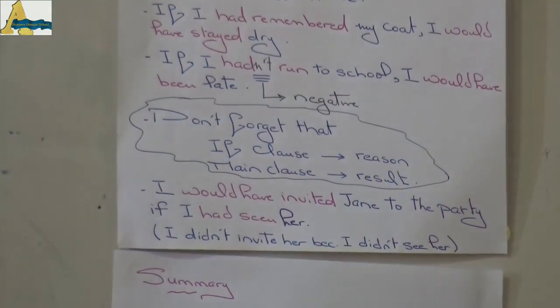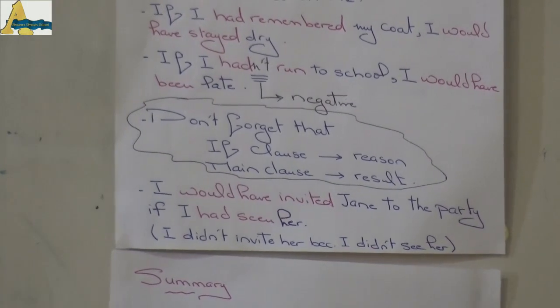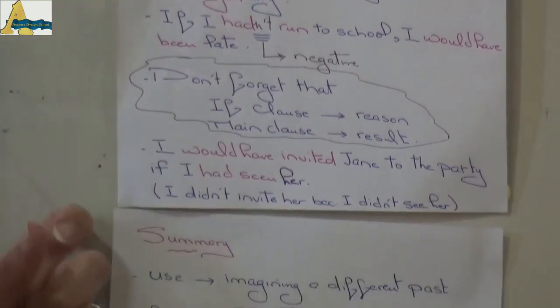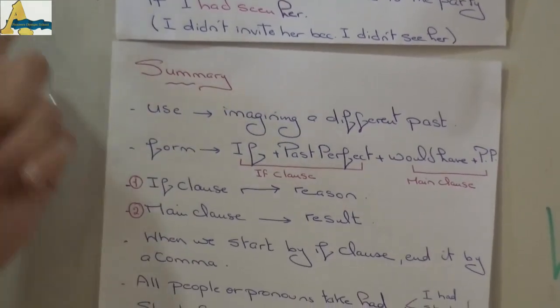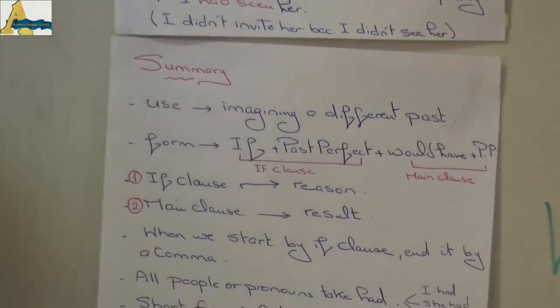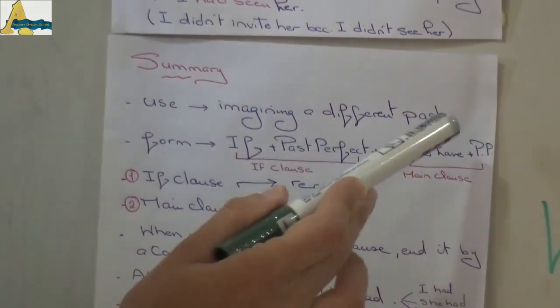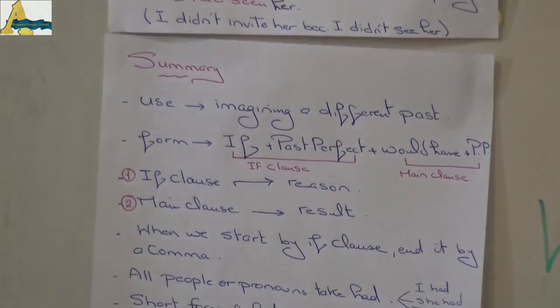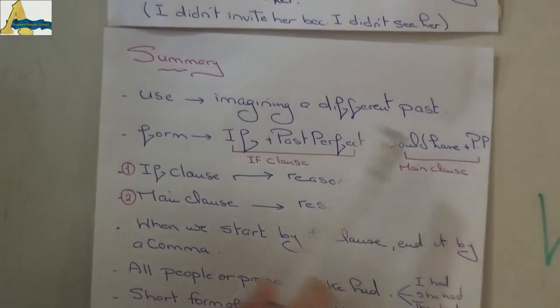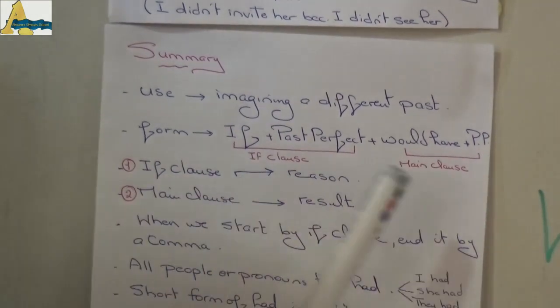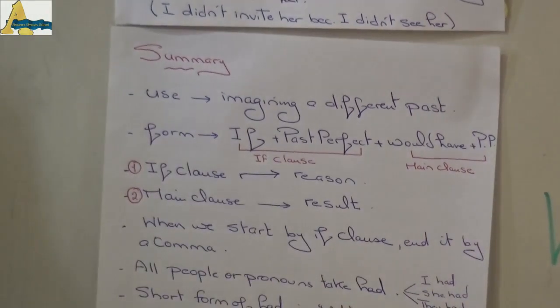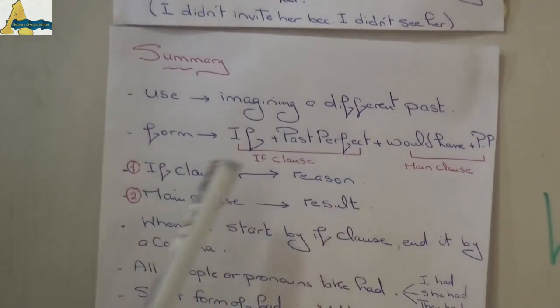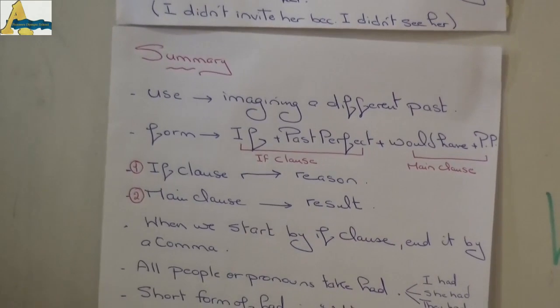To sum up all what I have said right now, I use it to talk about or imagine something that should have been different in the past, imagining a different past action. The form: two clauses, two parts. If clause with past perfect, main clause with would have plus the past participle. The if clause is the reason, the main clause is the result.